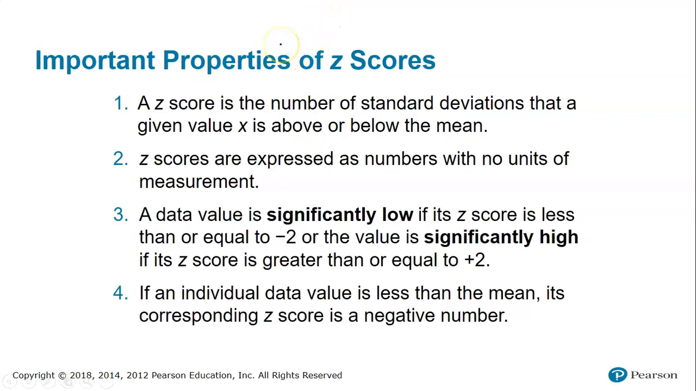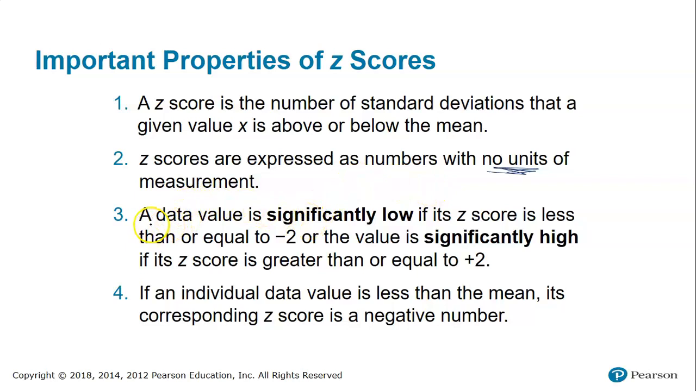Okay, a few properties of z-scores. First of all, like we said, the definition of a z-score: it's the number of standard deviations that a given value x is either above or below the mean. So if you have some number and you want to know how many standard deviations it is above or below the mean, that's going to be indicated by your z-score. They have no units, it's simply a number, and we can use that for comparison purposes. So we take something that might be inches or pounds, and you convert it to the standard score, and then you can compare it regardless of those units of measure.